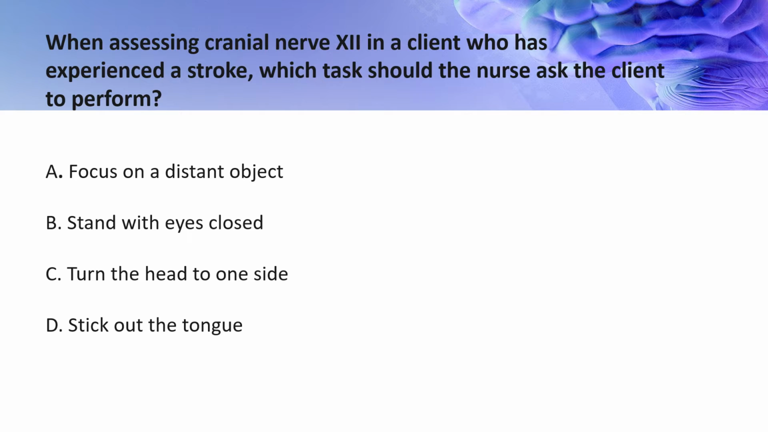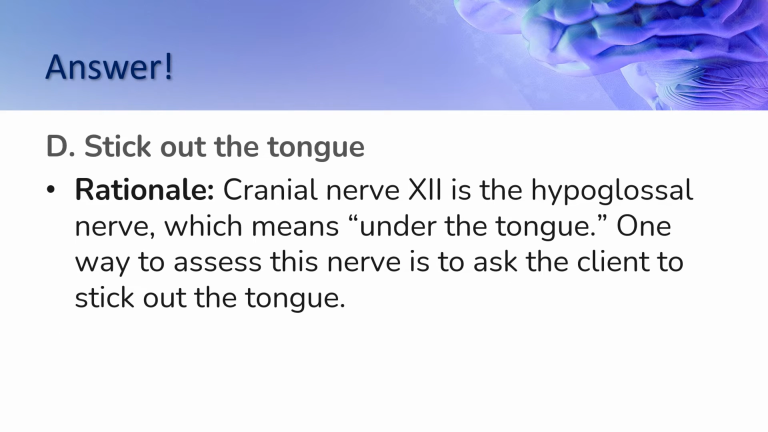All right, so now we'll test your knowledge. The question says, when assessing cranial nerve 12 in a client who has experienced a stroke, which task should the nurse ask the client to perform? A, focus on a distant object. B, stand with their eyes closed. C, turn the head to one side. Or D, stick out their tongue. As you can see, the answer is D, stick out the tongue, as cranial nerve 12 controls their ability to stick out their tongue.